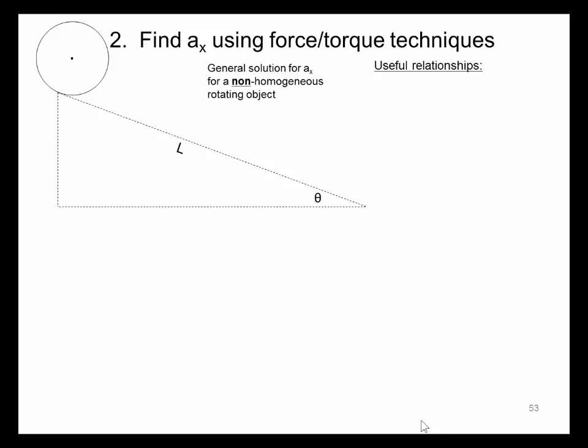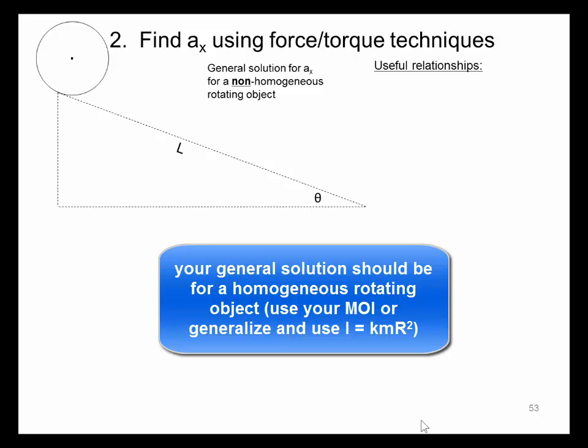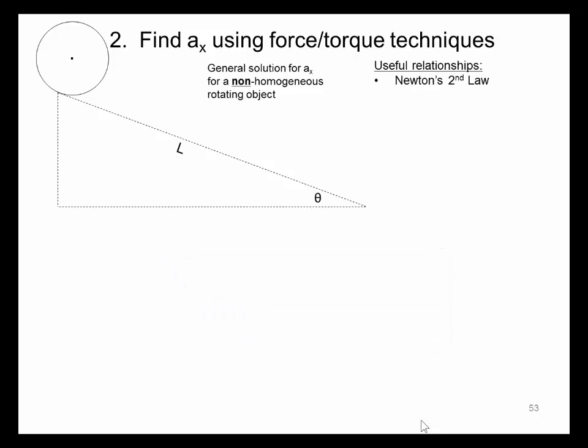And so remember, we're doing a non-homogeneous object, whereas you're going to do a homogeneous object, so you want to substitute in k m r squared for your moment of inertia. So we're going to start with the second law. And our second law for torques is the sum of the torques equals the moment of inertia times the acceleration. It's the rotational equivalent of the sum of the forces equals mass times acceleration. So our acceleration is down the ramp, and we're going to draw on our forces to start with.